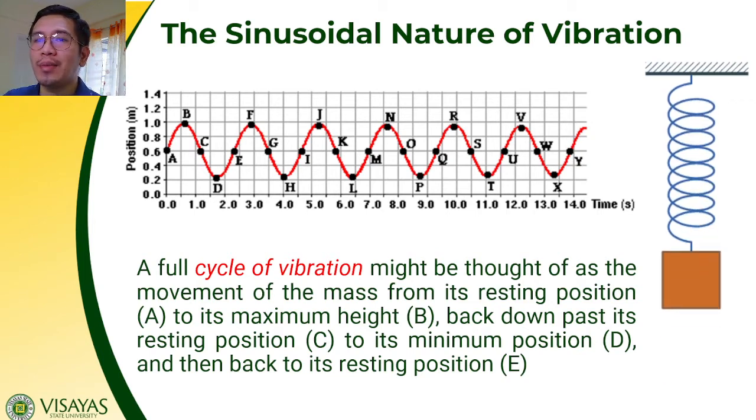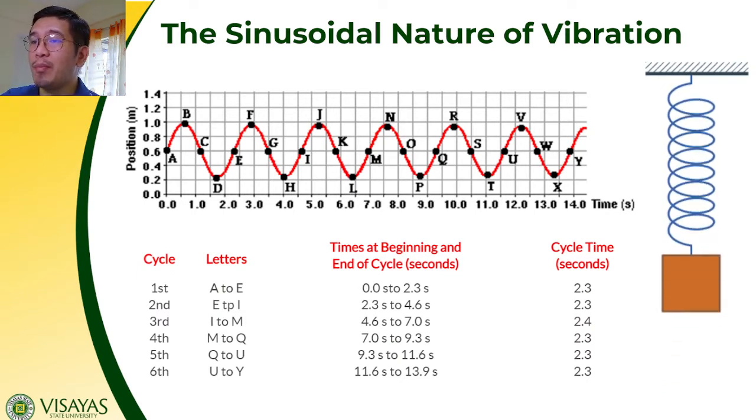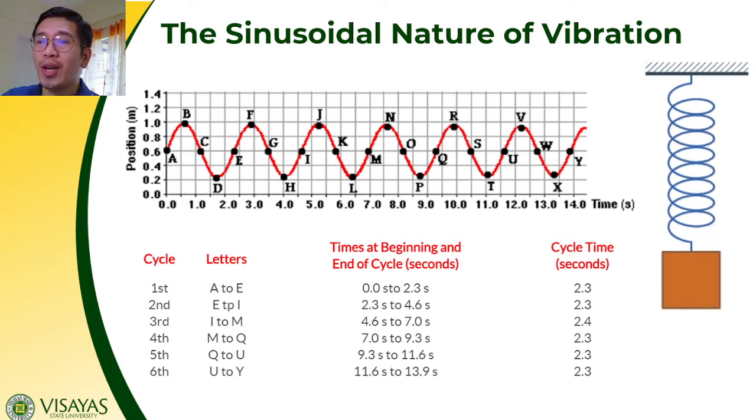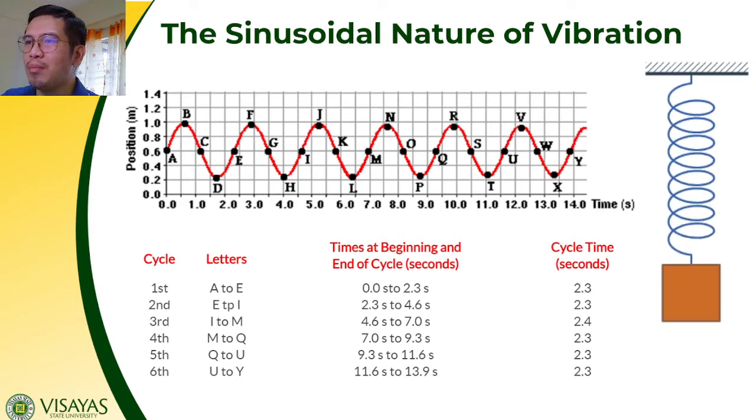Other cycle times are indicated in the table shown on your screen. By inspection of the table, we can safely conclude that the motion of the mass on a spring is regular and repeating. Therefore, it is clearly periodic. However, there is a small deviation from 2.3 seconds in the 3rd cycle. This can be accounted for by the lack of precision in the reading of the graph.